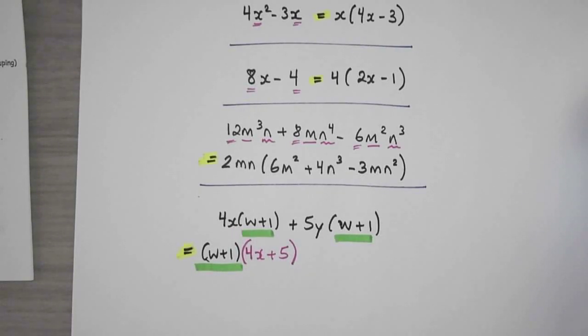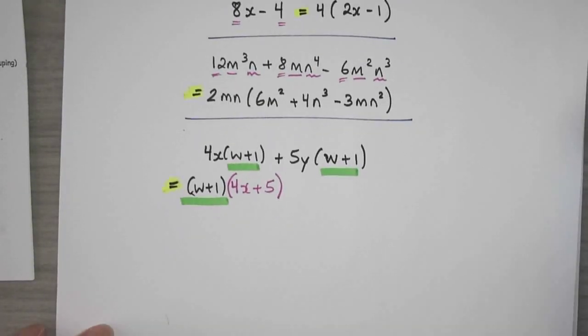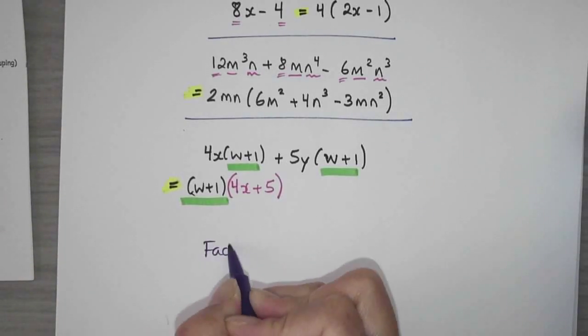Okay, is that okay for common factor? All right. Then it had a little bit of factor by grouping. So the next topic in our note set was factor by grouping.